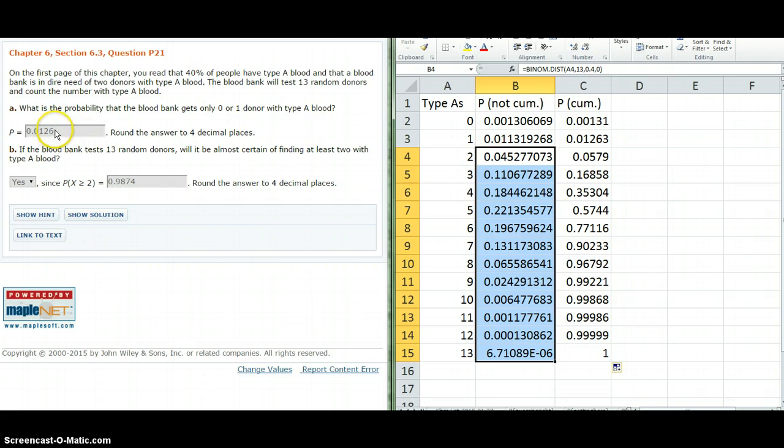Or I could notice that this, the chances of getting 0 or 1, and this, the chances of getting 2 through 13, must add up to 1, because the total probability must always add up to 1. So I could take 1 minus these two, so minus this number I got in the first part, and 1 minus that would give me the probability of all of these combined. So two ways to look at that one there. Would it be almost certain of finding at least 2? Yes, because we'd have almost a 99% chance in this sample of 13 donors.